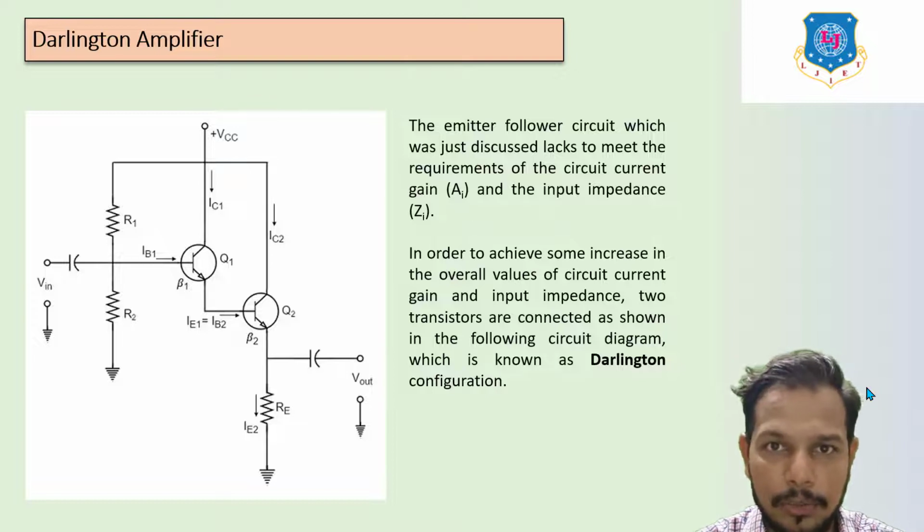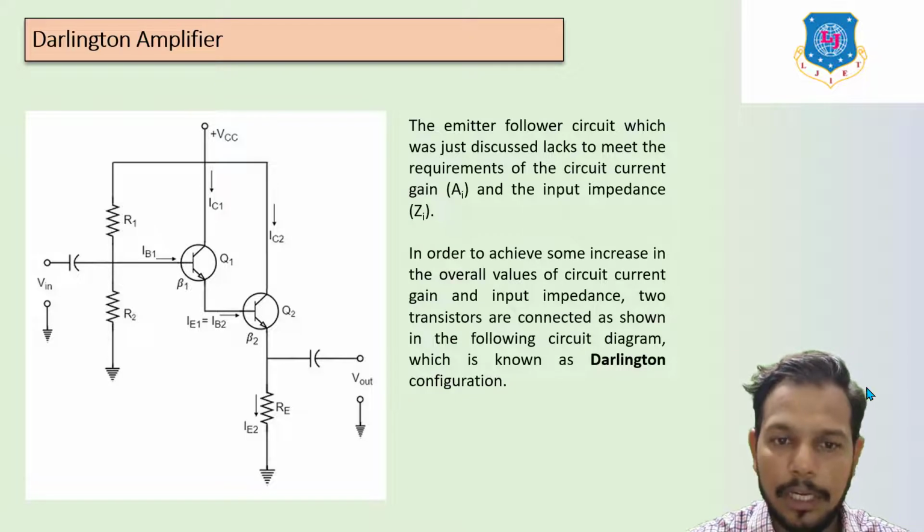Here we are also using a capacitor, which allows the AC current and blocks the DC current. This is the emitter follower circuit that was just discussed, limited in meeting the requirements of the circuit current gain AI and the input impedance ZI. In order to achieve an increase in the overall values of circuit current gain and input impedance, two transistors are connected as shown in the figure.